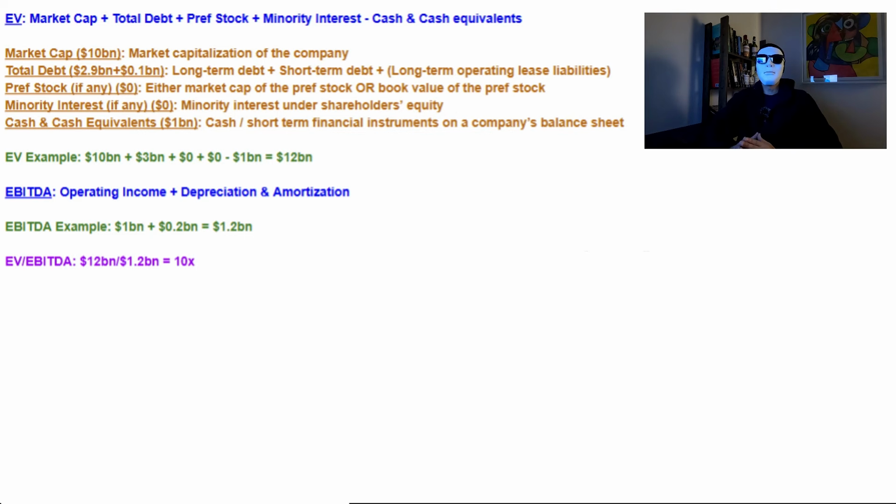By the way, if you don't want to calculate the EV/EBITDA yourself, you can just get those numbers on Yahoo Finance or any other website. These multiples are generally easily available. Now, let's move on to the more important topics.